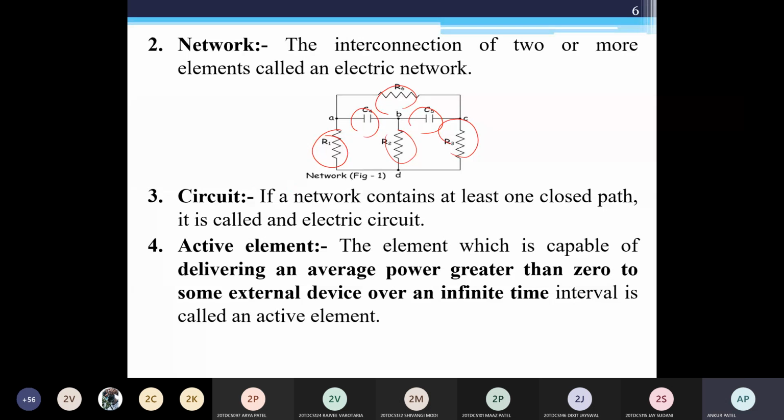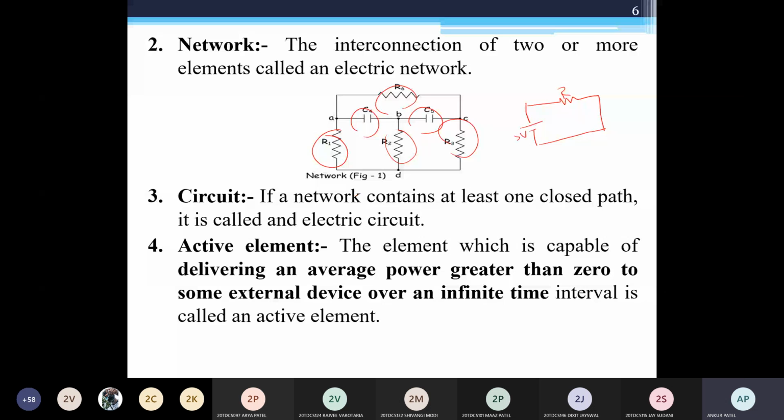Circuit: if a network contains at least one closed path, it is called an electrical circuit. So you can see here in the circuit diagram, all the paths are closed. So that is called the circuit. Suppose I am drawing a 5 volt source and connecting one resistor, this is called a closed circuit. This is your R.